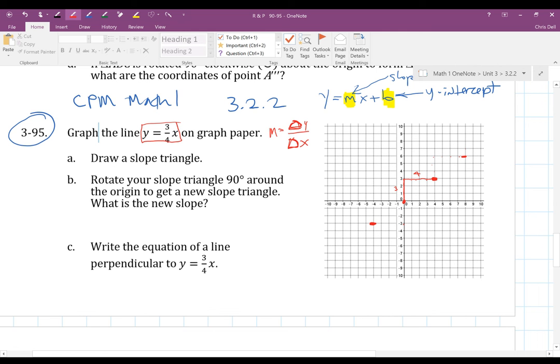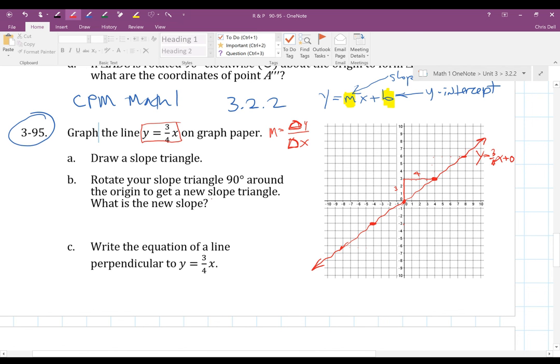I can still have that same slope triangle where the change of y is 3 and the change of x is 4, right? Once I have enough points there, I can see what this line looks like. I'll connect my dots to create the line that is represented by that equation. Okay, so that is the line graph of y equals 3/4 x plus 0, really, or just 3/4 x.